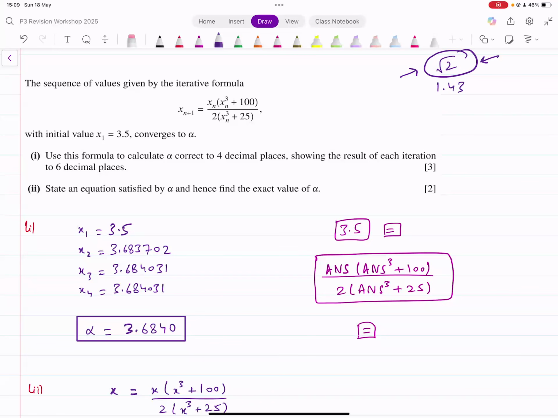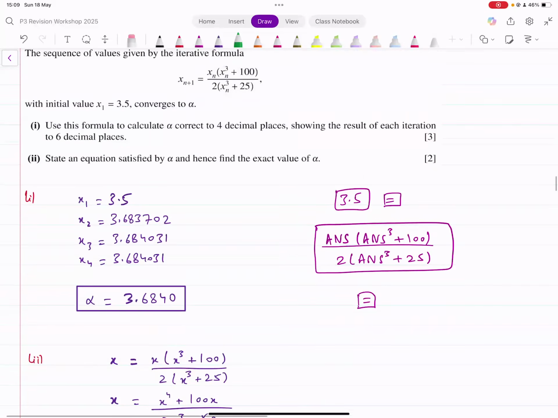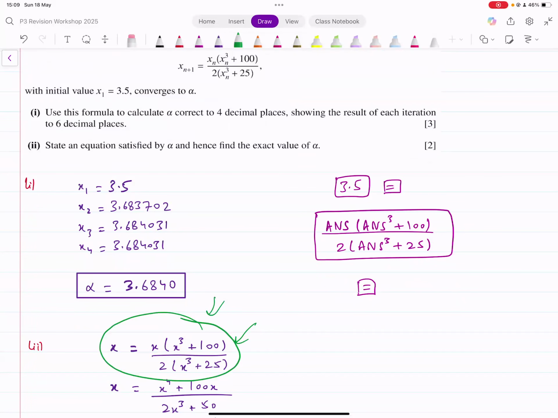However, you can still not get exactly square root of 2 from that. So square root of 2 is an exact value. This value in decimals is not exact. Iteration will not give you answers in terms of square roots, for instance. It will give you only decimals, not even fractions, okay? So how do you find the exact value of alpha? First of all, they're saying state an equation satisfied by alpha. This is the iterative formula. How do you get back to an equation from this? Replace x n plus 1 and x n with x. You get this. Now simplify this.